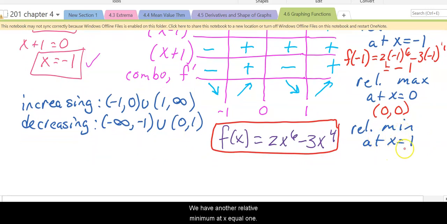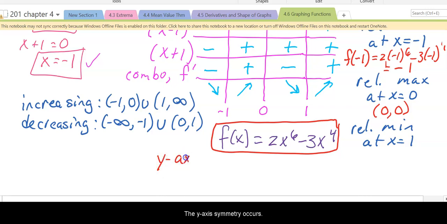What about the last point? We have another relative minimum at x equal 1. However, if we think about the relationship between the different terms of the function and the fact that x only has even powers on it, we know that whether we plug in -1 or 1, we will get the same value. In other words, f of x is a symmetric graph. It is symmetric with respect to the y-axis.